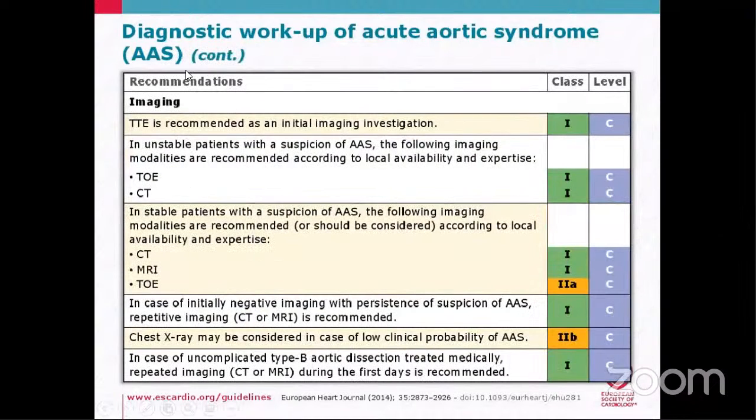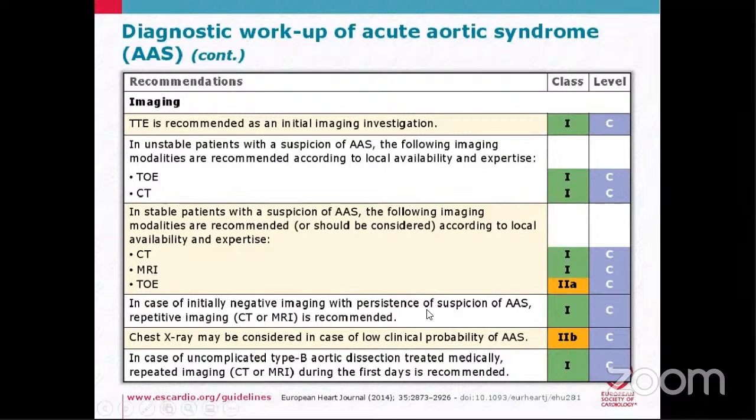And here comes the guideline recommendation for the imaging. Of course, the transthoracic echo is the initial imaging investigation. If the patient is unstable, the transesophageal echo and the CT are performed according to the local availability and expertise. If the patient is actually stable, then the MRI, if available, is the gold standard. While the transesophageal echo here falls a little bit down because, as I said, it has a little bit poor imaging quality for the arch of the aorta.